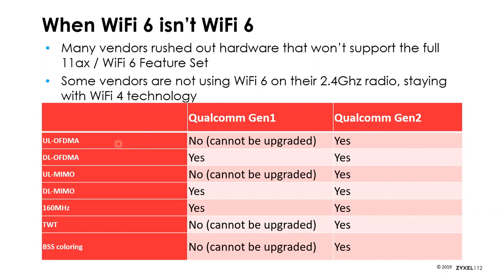So anything that launched before that isn't going to support the full Wi-Fi 6 feature set. And there are still products being put out today that don't support the full Wi-Fi 6 feature set, just because these older Gen 1 chips are cheaper to get their hands on. So it allows them to go at a lower price point, but missing some of those key features. And again, as I mentioned before, some vendors such as Ubiquiti are launching Wi-Fi 6 products, but have only implemented Wi-Fi 6 on the 5 gigahertz radio, leaving the 2.4 gigahertz radio using the much older 11N technology.